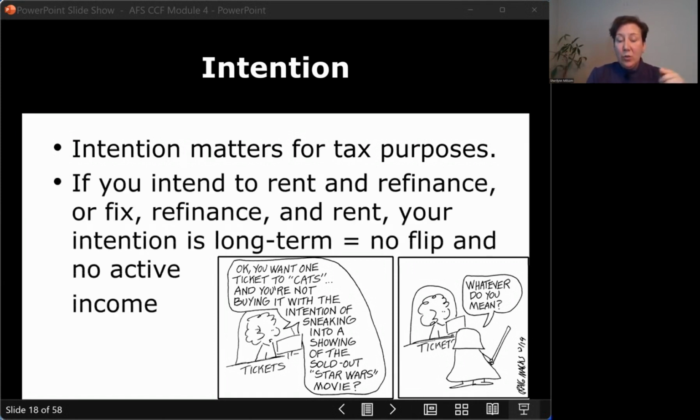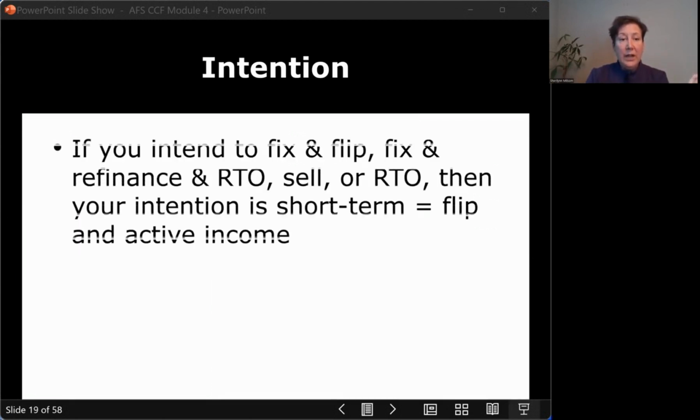If you intend to rent and refinance, or fix, refinance, and rent, your intention is long-term. You're adding it to your long-term rental portfolio. Therefore, it's not a flip and there's no active income, it's passive income. Now, if you intend to fix and flip, fix and refinance, and rent to own to sell right away, or rent to own right away, then your intention is short-term and it's a flip and active income.